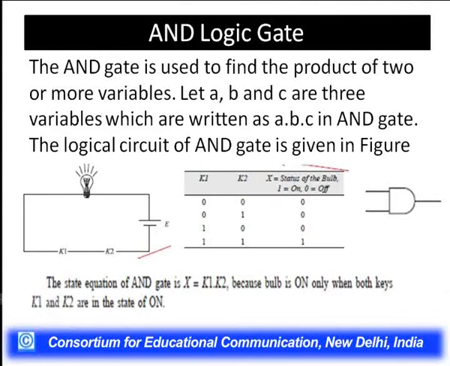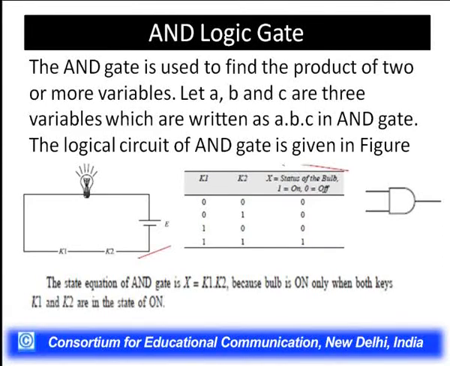If K1 is off, K2 is on, the bulb will not be on. If K2 is off, K1 is on, in that case the bulb is not on. If both are on, then the bulb will be on. So according to this logic circuit, we can draw the truth table for the AND gate. Two variables K1 and K2, so total combinations are 4: 0 0, 0 1, 1 0, 1 1.